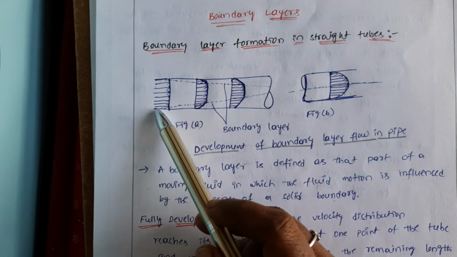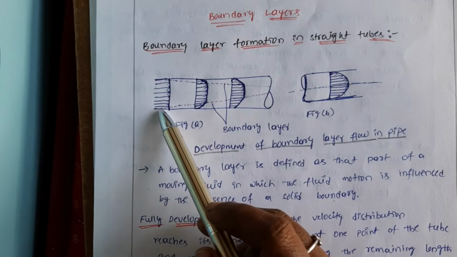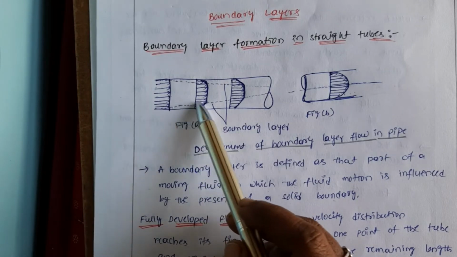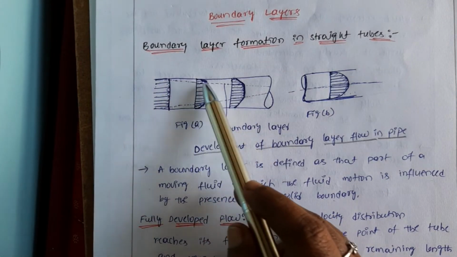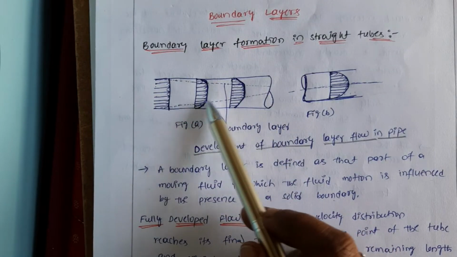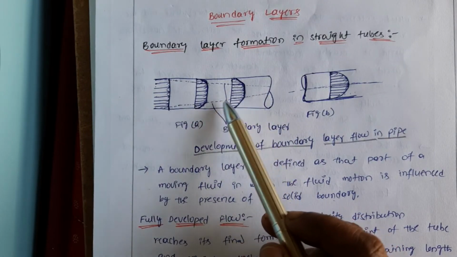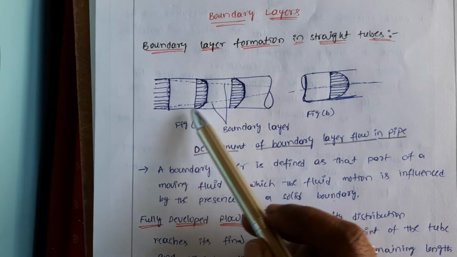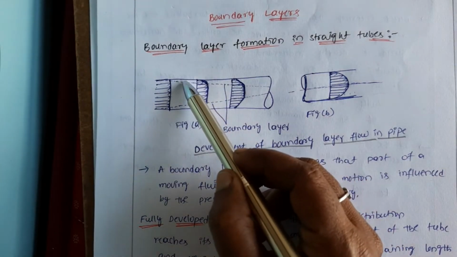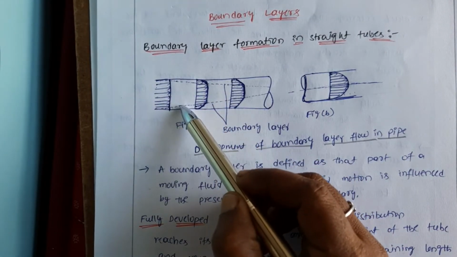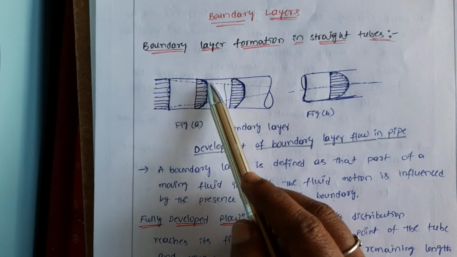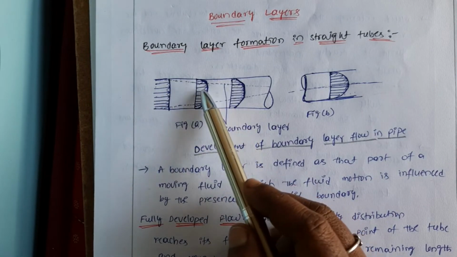Whenever it enters the entrance of the tube, the boundary layer starts to form. This is the boundary layer. So as the fluid moves further, the boundary layer thickens. It means the thickness of the boundary layer is increasing. From this side this is the thickness, from this side this is the thickness. So the center is the solid-like flow or plug flow.